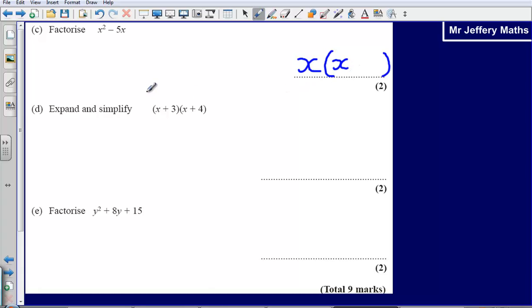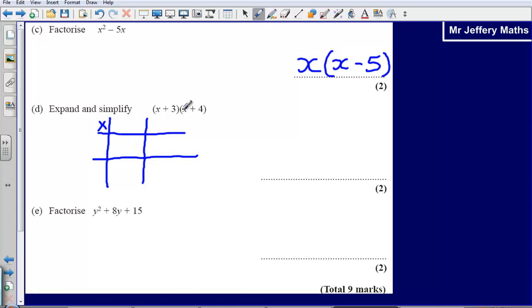So it's going to be x bracket x. Then what do I need to multiply x by to reach negative 5x? Well, I'm going to have to multiply x by minus 5 to reach minus 5x. Next up, I've got x plus 3 in brackets, x plus 4 in brackets. First things first, I'm going to set up a little grid. You might do it differently to this, it's completely up to you how you go about doing it.